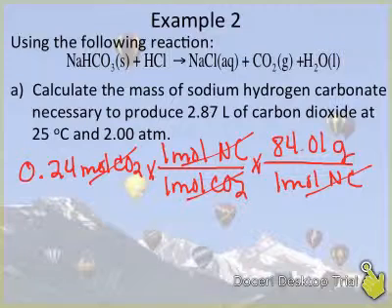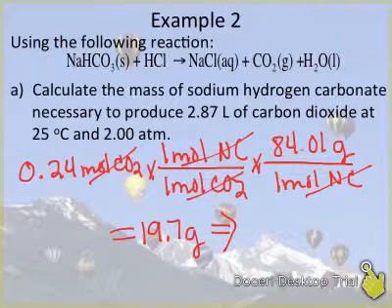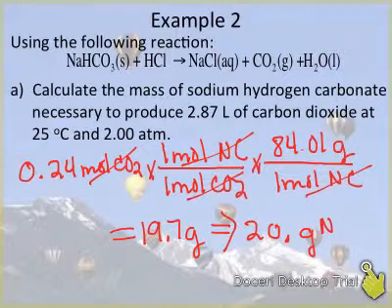So now all I have to do is the math. So I'm going to get an answer of 19.7 grams. Is that good for significant figure land? No, so I have to round that, which brings us to 20. So how do I write 20 and maintain 2? Don't forget the decimal. So 20. grams of sodium hydrogen carbonate.